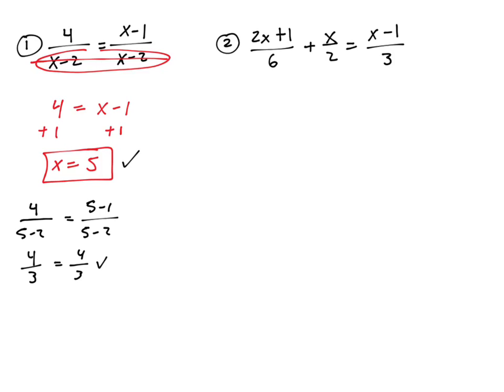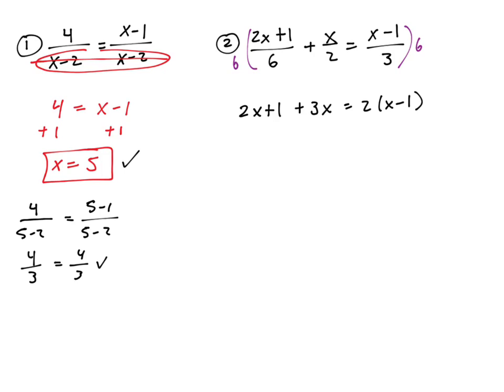So what we want to do is multiply the entire problem by 6. What this does is it's going to cancel out, in this first one, the denominator, so we've got 2x plus 1. In the second one, we have 6x divided by 2, that becomes 3x. And then here we've got 3 goes into 6 twice, so this becomes 2 times x minus 1, which we can simplify in a second.